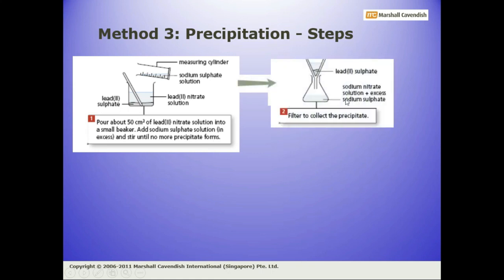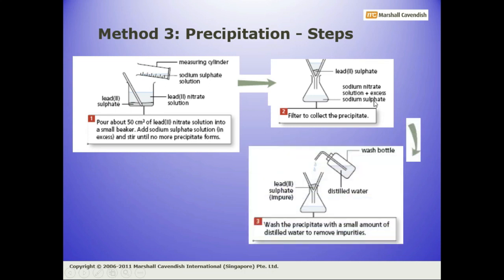The second step, after the formation of precipitate, obviously insoluble salt, we will filter to collect the precipitate. The residue will be lead 2 sulfate, that is insoluble, and filtrate will be sodium nitrate solution and excess sodium sulfate. Actually our purpose over here is to prepare lead sulfate, therefore we are not having any concern with that of filtrate. After filtration, wash the residue, that is lead sulfate, because it can be impure. What can be the impurity? The presence of sodium nitrate or sodium sulfate.